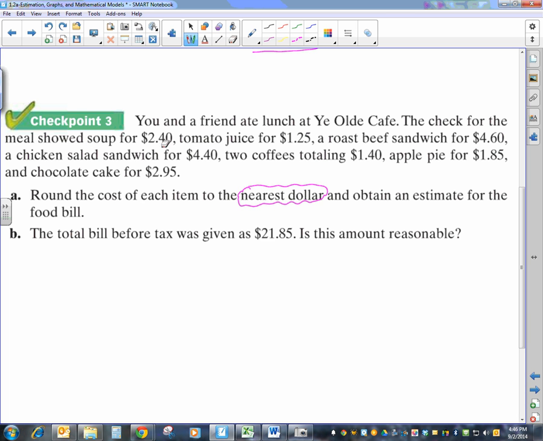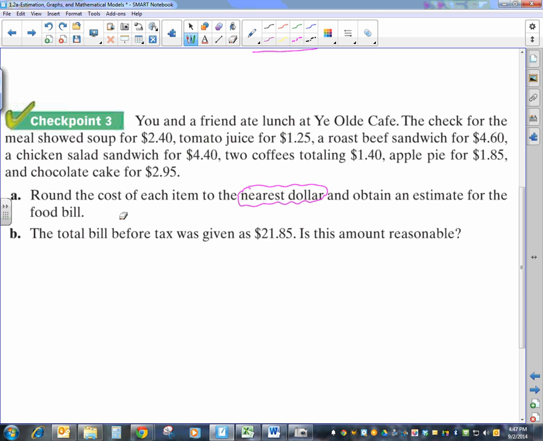Soup was $2.40. Tomato juice, excuse me, was $1.25. Roast beef for $4.60. Chicken salad for $4.40. Two coffees $1.40. An apple pie for $1.85. And chocolate cake for $2.95. They want us to round the cost of each item to the nearest dollar and obtain an estimate.